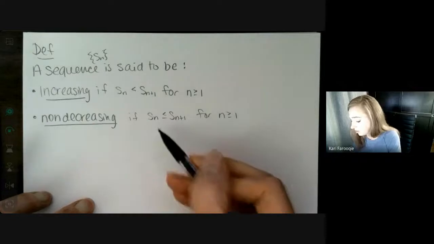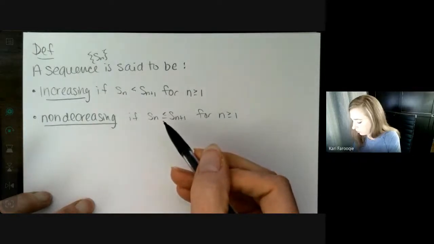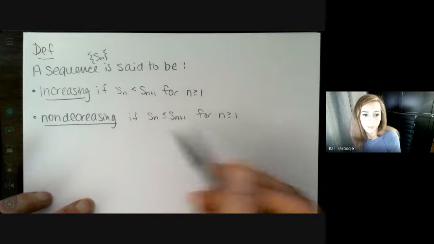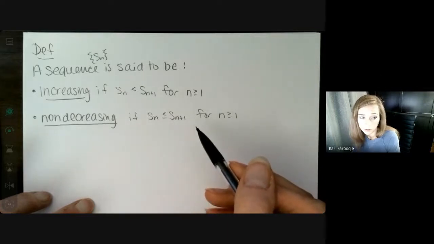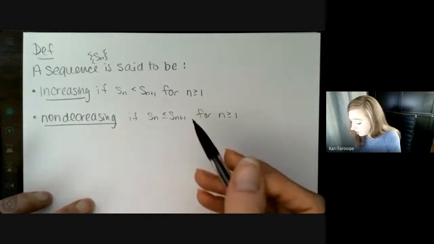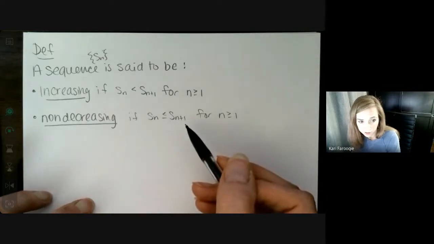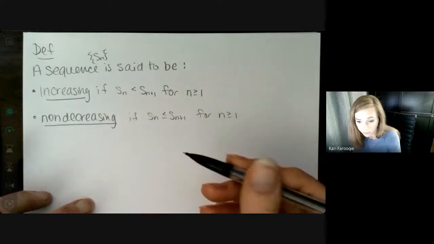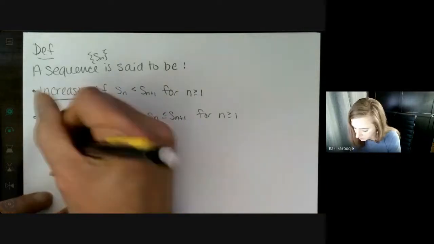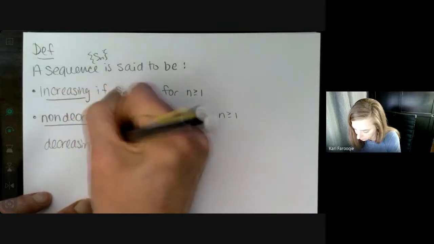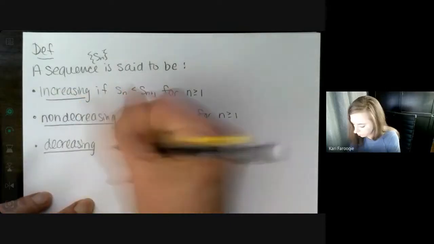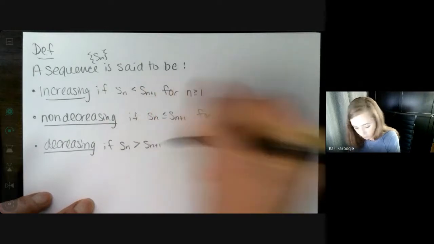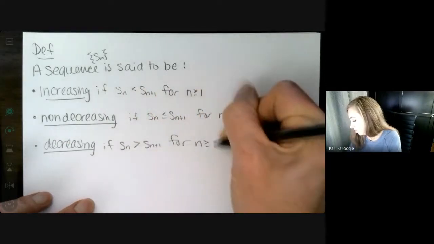So it could be the case that your terms in your sequence go 1, 1, 2, 2, 3, 3, something like that. Or maybe they're even just 1, 2, 2, 2, 2, 2. It doesn't matter. They could be 1 all the time, and they could technically be non-decreasing: 1, 1, 1, 1, 1. They're equal, so that's all that matters. Whether they're increasing or not, it doesn't matter. They're non-decreasing. They are decreasing, however, and now you're starting to get a little bit more of a sense for this, I think, if S sub n is greater than S sub n plus 1 for n greater than or equal to 1.